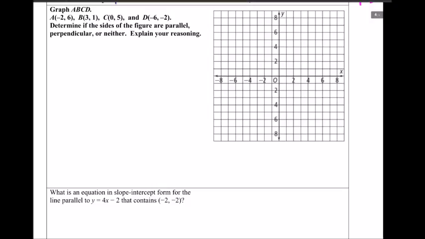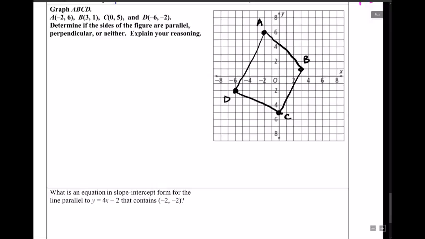We're supposed to graph a quadrilateral, determine if the sides of the figure are parallel, perpendicular, or neither, and explain our reasoning. So let's get to graphing here. A is at negative 2, 6. There's point A. I'm going to label it. And B is over 3, up 1. There's point B. 0, 5. There's point C. And negative 6, negative 2. There's point D.